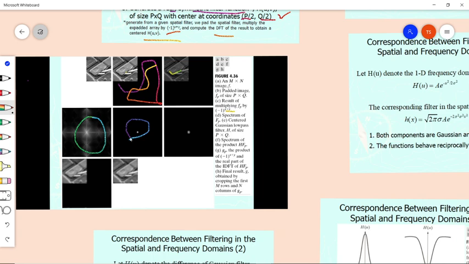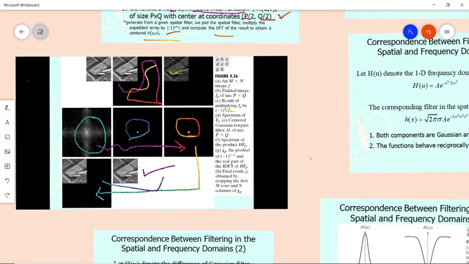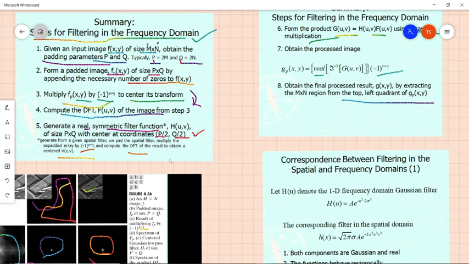Then the spectrum of the product of these two is given by this, and the result is multiplied by minus 1 to the power x plus y. This is the resultant one. From that we apply the inverse Fourier transform. This is the output of the inverse Fourier transform. This is the application of the steps we discussed, filtering in the frequency domain.